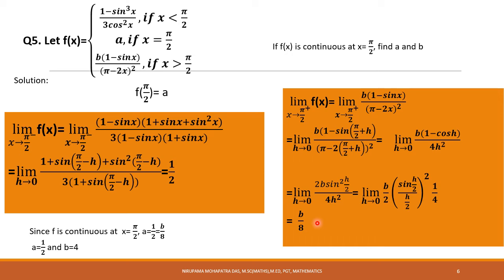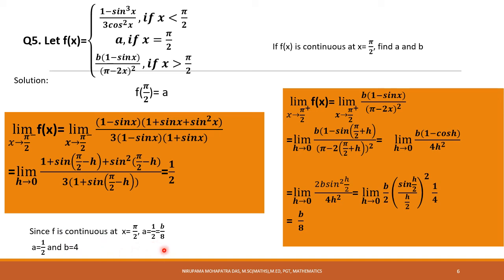So when x equal to pi by 2, f(x) equal to what? In one case it is 1 by 2, in the other case it is b by 8. Because the function is continuous at x equal to pi by 2, the limit must exist. So LHL should be equal to RHL. So 1 by 2 equal to b by 8, and that is also equal to f(pi by 2), which means a. So it is continuous at x equal to pi by 2.